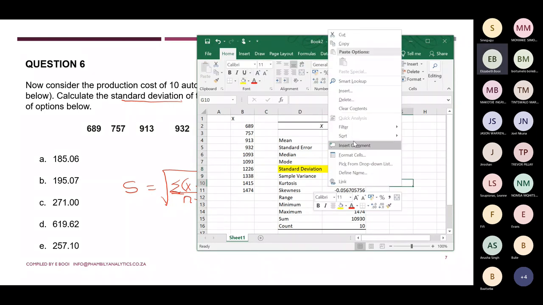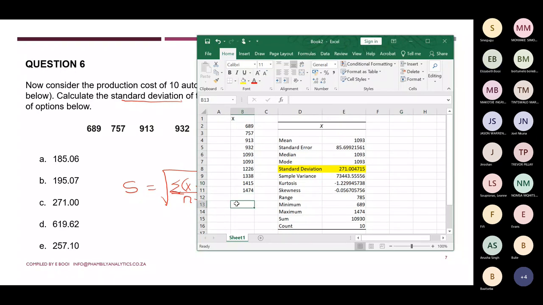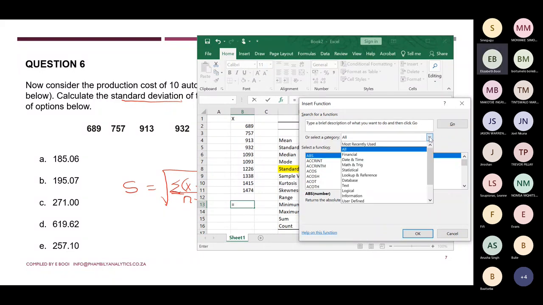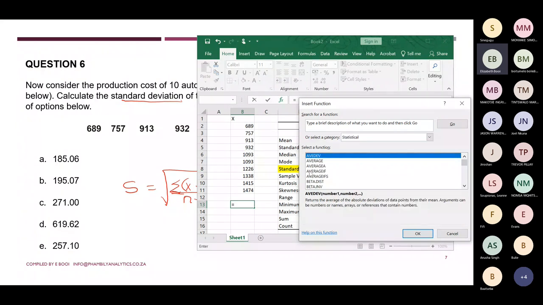One way of answering the question. The other way of answering this, I can press equal and go to the Formulas. And I go to More Functions. You click on Category, I'll go to Statistical, and here are all the formulas. I'm looking for the standard deviation. It will say S.